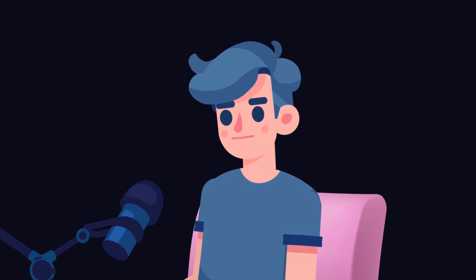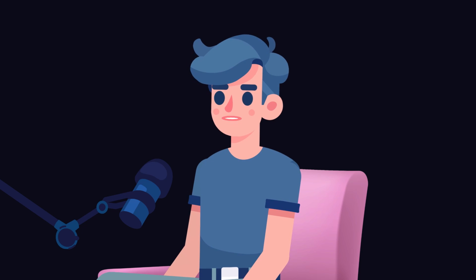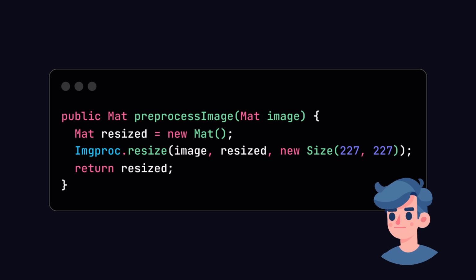In the GenderClassifier class, we have imported necessary OpenCV classes including Mat and Imgcodecs, which are essential for image operations. The loadImage method reads an image from the specified path and returns it as a Mat object. Next, we want to pre-process the image for gender classification. This involves resizing the image and converting it to a suitable format for the neural network.